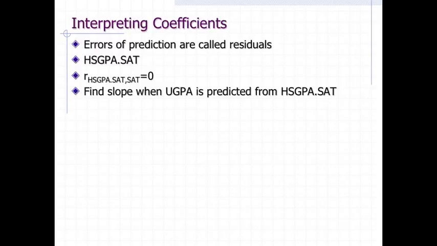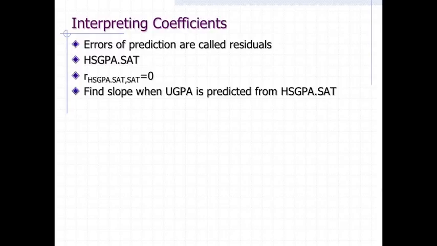These errors of prediction are called residuals, since they are what is left over in high school GPA after the predictions from SAT are subtracted, and represent the part of high school GPA that is independent of SAT. These residuals are referred to as HSGPA.SAT, which means they are the residuals in high school GPA after having been predicted by SAT. The correlation between HSGPA.SAT and SAT is necessarily zero.